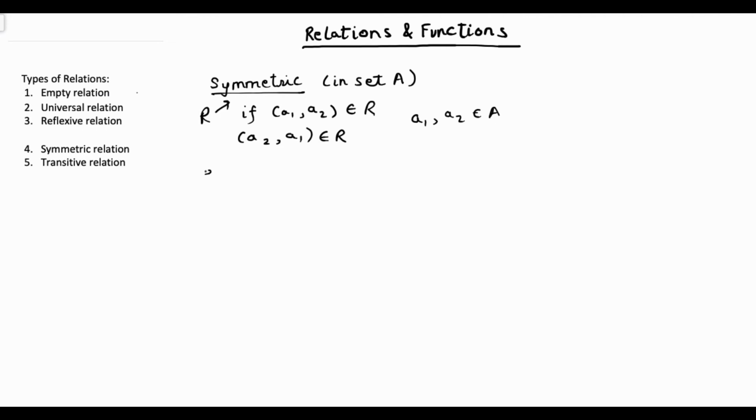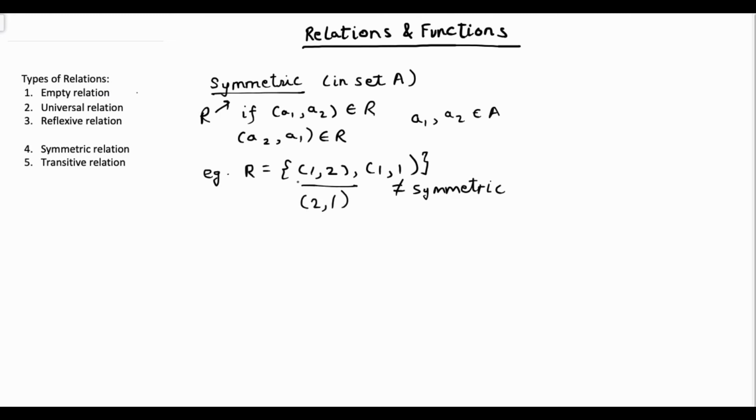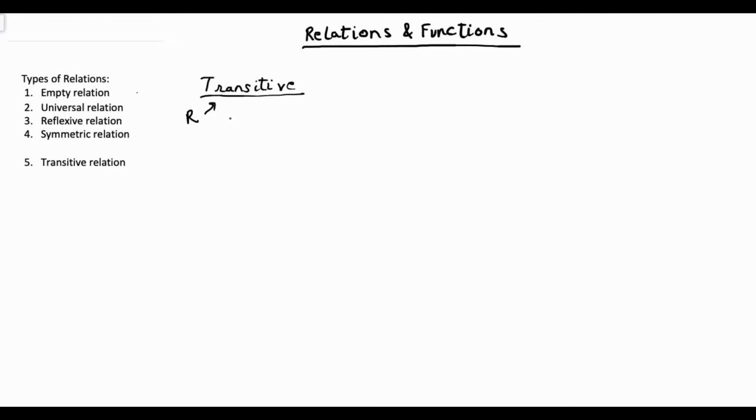For example, if we take the relation R as 1, 2 and 1, 1, we cannot call this a symmetric relation because for the pair 1, 2, the pair 2, 1 does not belong to R. If we added 2, 1, then we can call this relation symmetric. A relation R can be called transitive if for every pair a1, a2 and a2, a3 which belong to R, a1, a3 must belong to R as well, where a1, a2 and a3 belong to A.